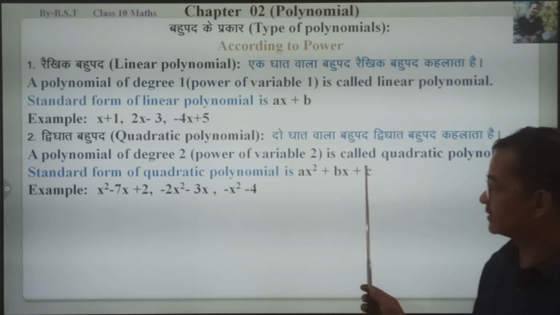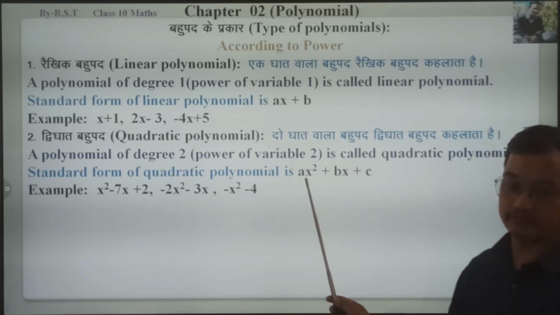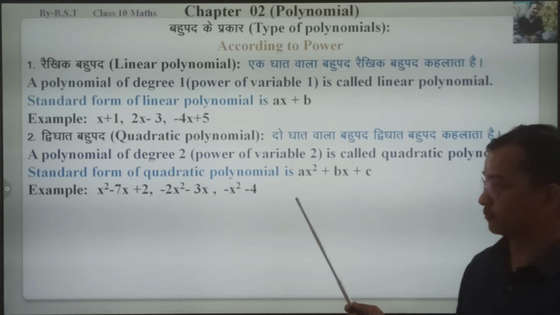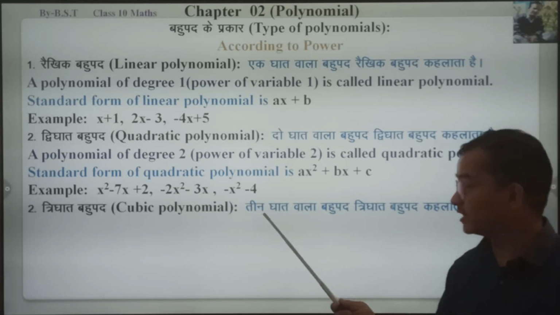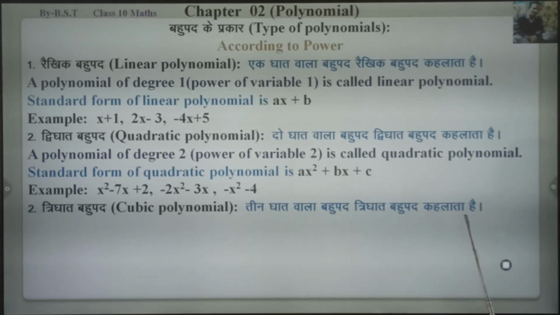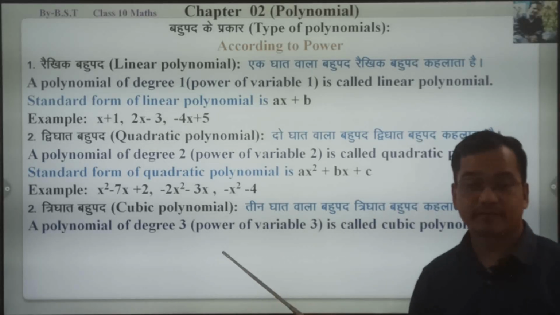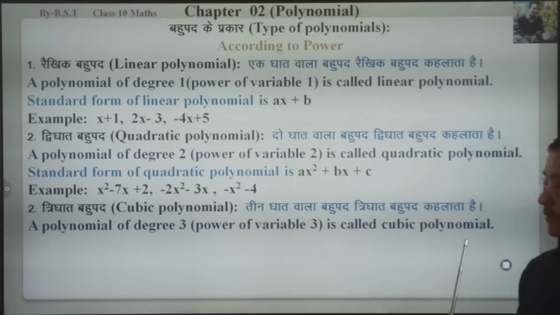जहाँ से देखिए स्टूडेंट्स, इस केस में जो ax square plus bx plus c है, इन टर्म्स ऑफ a never 0, ओके, b और c में b 0 हो सकता है पर a never 0. सो अगेन त्रिघात बहुपद, क्यूबिक पॉलिनोमियल, तीन घात वाला बहुपद त्रिघात बहुपद कहलाता है. ये पॉलिनोमियल ऑफ डिग्री 3, इट मीन्स द पावर ऑफ वेरिएबल इज 3, इज कॉल्ड ए क्यूबिक पॉलिनोमियल.